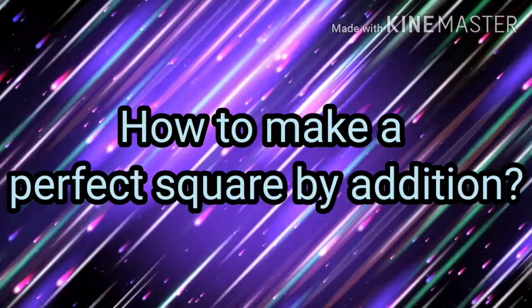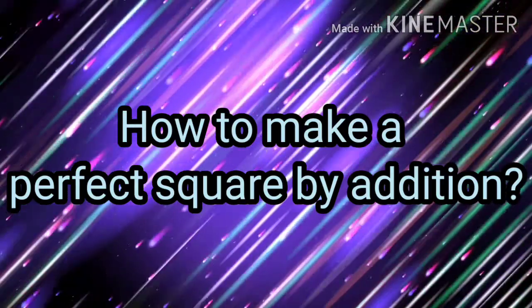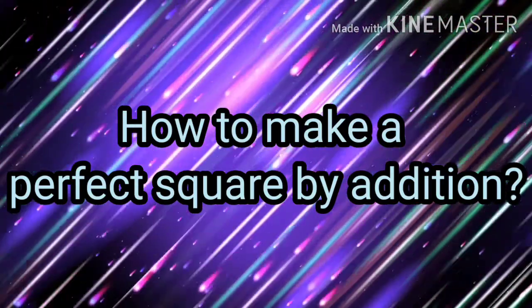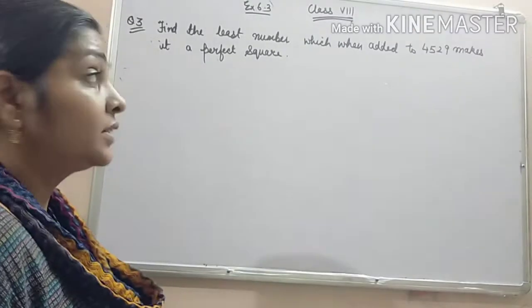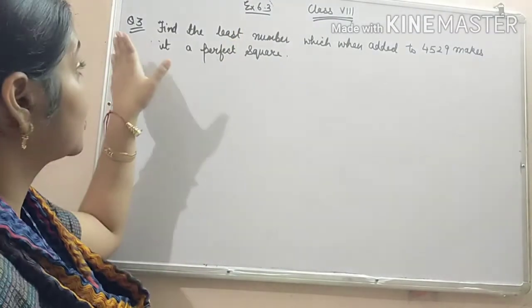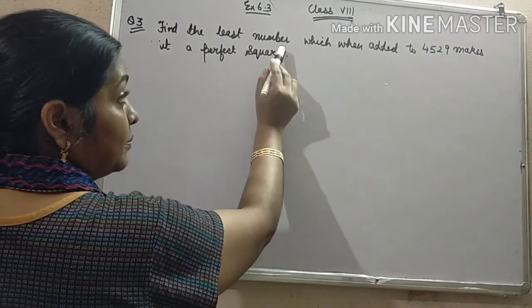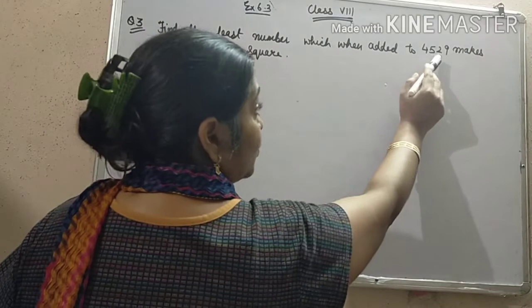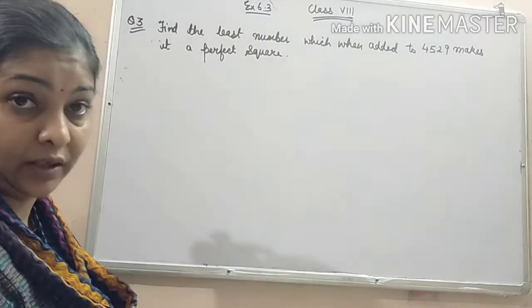In this module, we will learn how to make a number a perfect square by addition of another number to it. Good morning, dear students. In exercise 6.3, question number 3, it is given: find the least number which when added to 4529 makes it a perfect square.